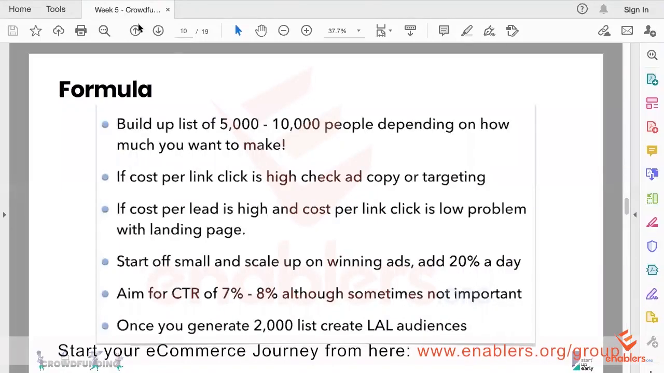resume again. So I was on the last point that once you have generated a list of 2000 email addresses, you've generated about a list of 2000 people, you will then create look-alike audiences. This is a feature on Facebook that you don't really need to do anything for in terms of just clicking that option. Now the 2000 people who have signed up are your target audience. They are the people who are interested in your product and service.